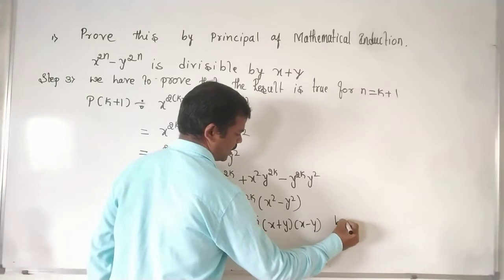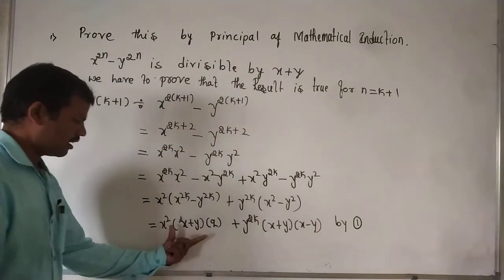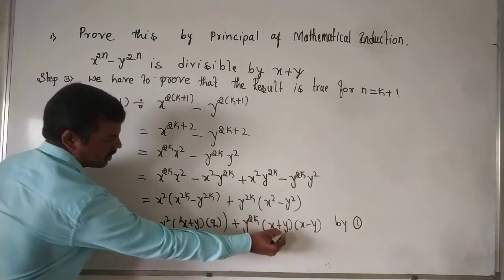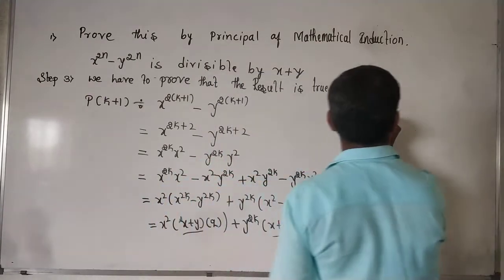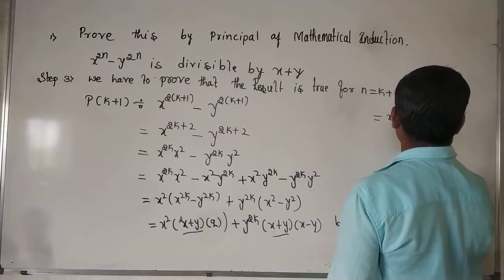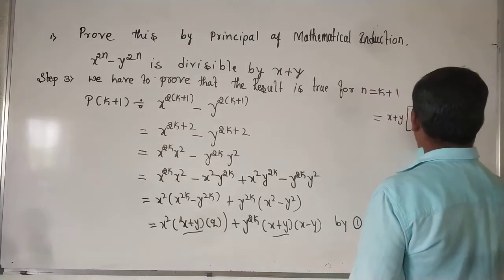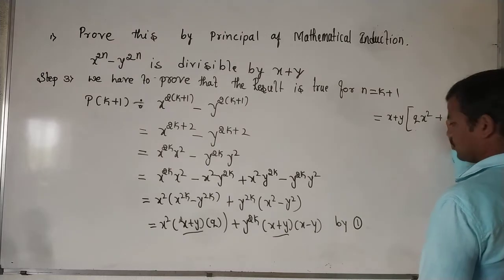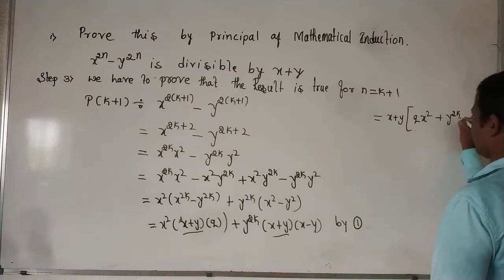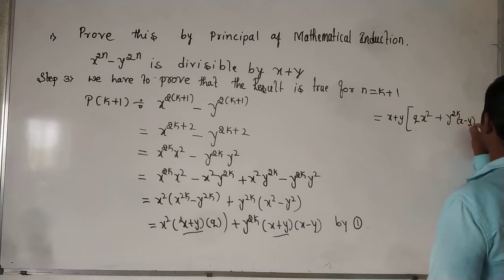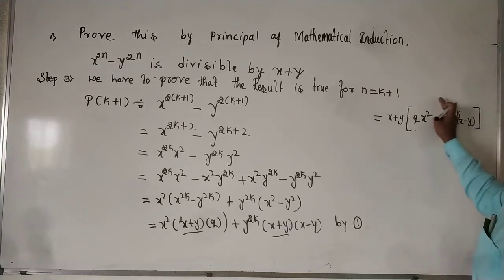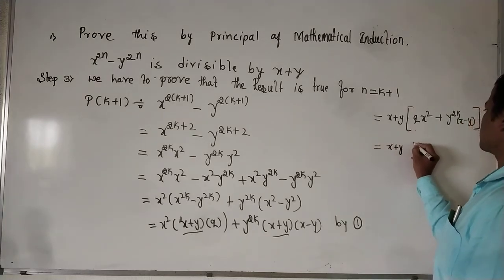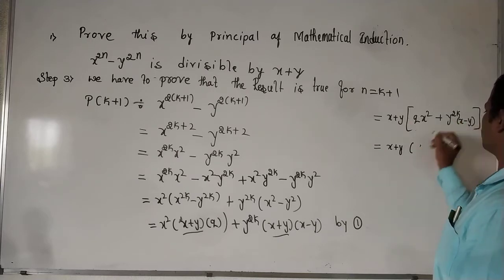This is by equation number 1. Here x plus y is common, so that is x plus y into q x square plus y raised to 2k into x minus y. This is again some integer. So it is x plus y into some integer, which I will call the capital Q.